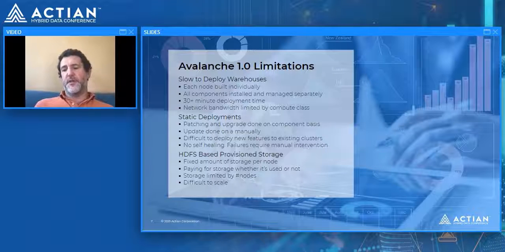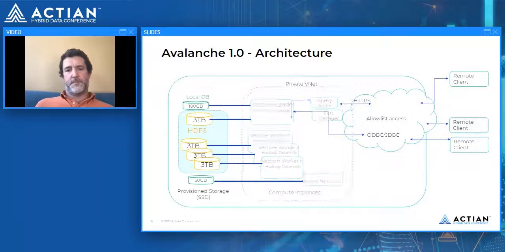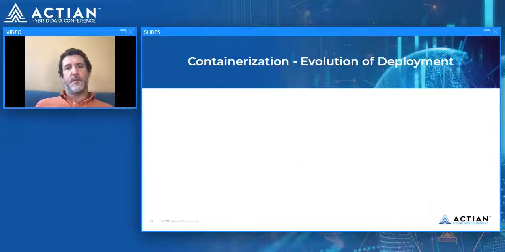So there are a number of issues that became apparent in Avalanche 1 that needed addressing. So we're going to look now at a little bit how we address these for Avalanche 2.0. So first of all, we're going to take a look at the deployment changes. In rearchitecting for Avalanche 2.0, we took advantage of containerization. And you can think of containerization as the next step in the evolution of deployment.